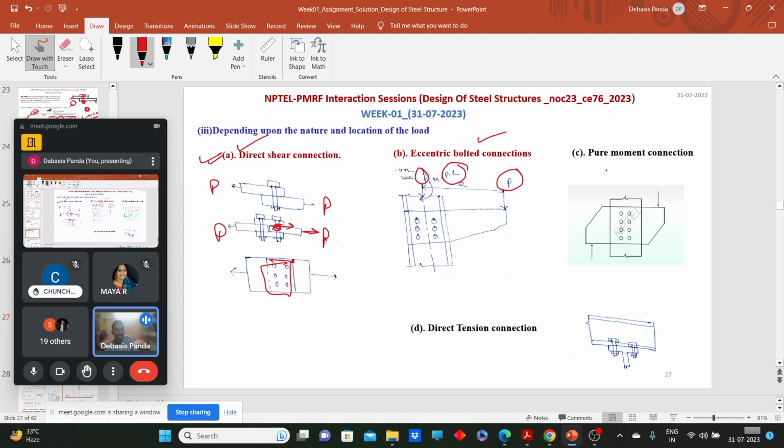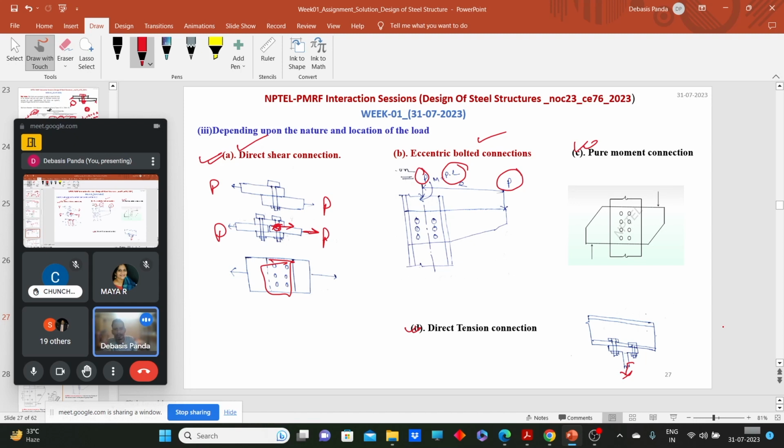Okay. Now we have pure moment connections. When some couple is there, only moment is generated. And we have some direct tensile members, like we have an I section, and we need to connect a T section using them, and here the load is applied. So for example, you have a flyover, that Kolkata flyover, and below that you need to make, say, a jhula. How can you make it? So it is sort of a direct tension connection.